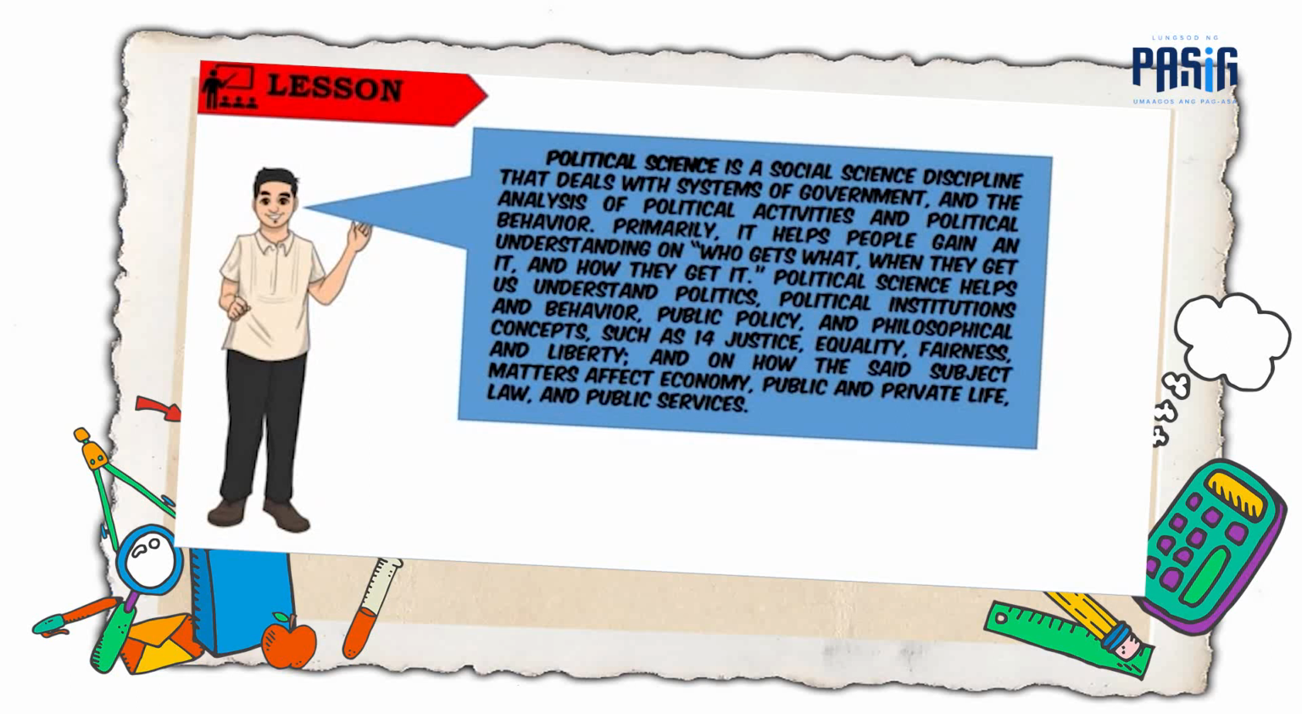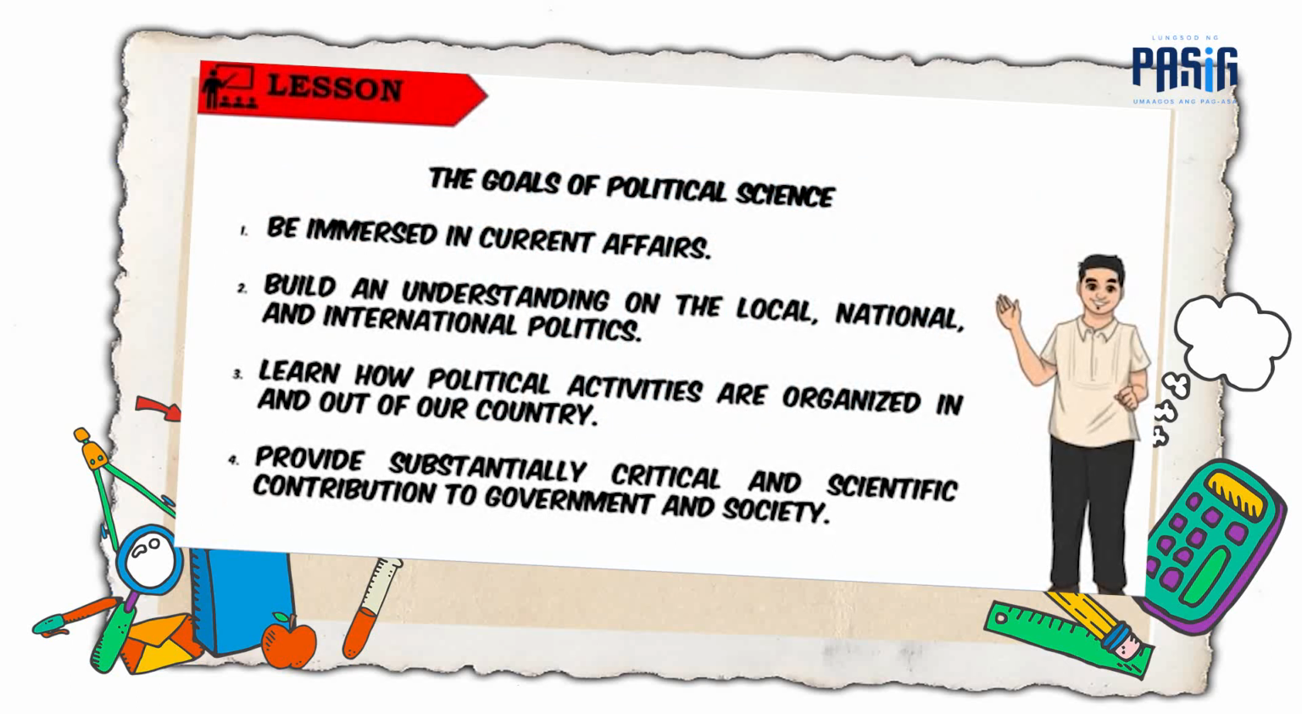On the other hand, law and public service are also included. The goals of political science are: be immersed in current affairs, build an understanding of local, national, and international politics, learn how political activities are organized in and out of our country, and provide a substantially critical and scientific contribution to government and society.